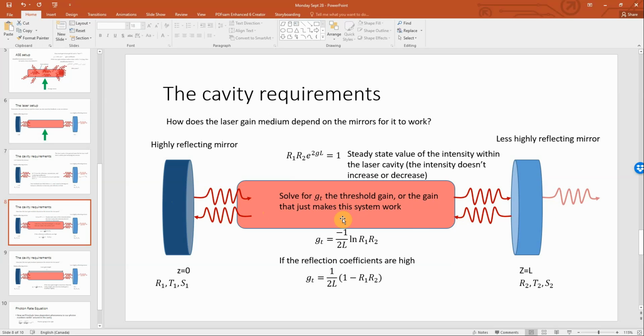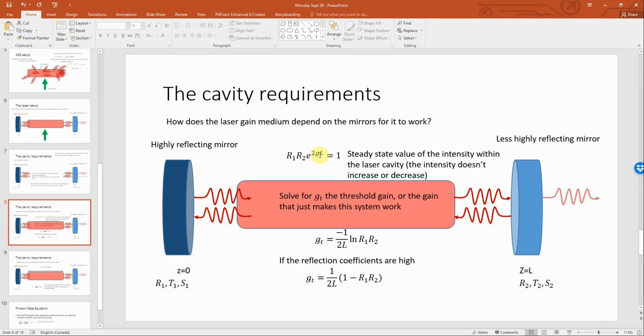So we'll be going through the math more closely in class, but effectively, for the steady state solution, for the amount of intensity that's going to be lost versus the amount of intensity that's going to be gained, or the number of photons that are lost versus the number of photons that are gained by each cycle of this light making it through the cavity, R1 times R2 times the exponential of 2GL is equal to 1. So that's 2 times the gain times the length of this cavity. Okay, so that's steady state. So it's not gaining further intensity, it's not losing intensity. This is just what it is when it's in a steady state.